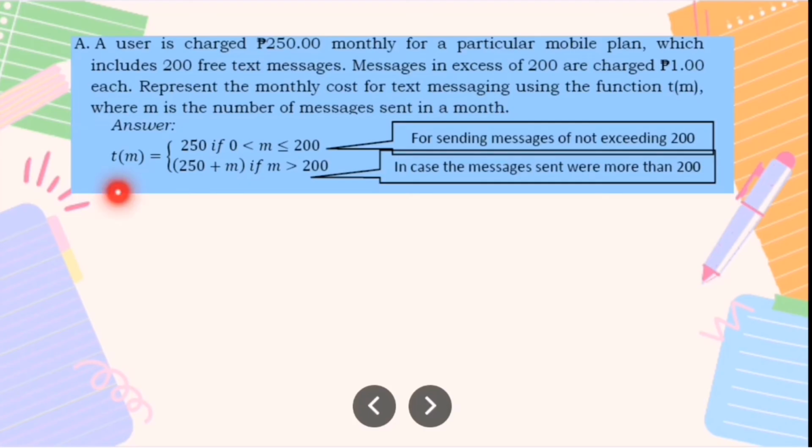We have T of M equals curly bracket and 250 if M, or the number of messages, is greater than 0 but less than or equal to 200 for sending messages of not exceeding 200. And if M is greater than 200, we will use this following piecewise function.